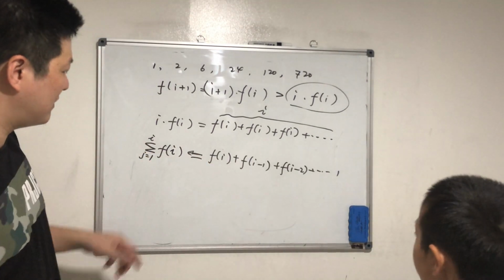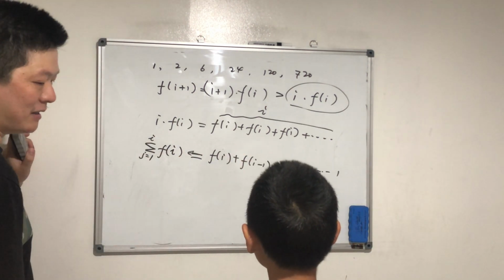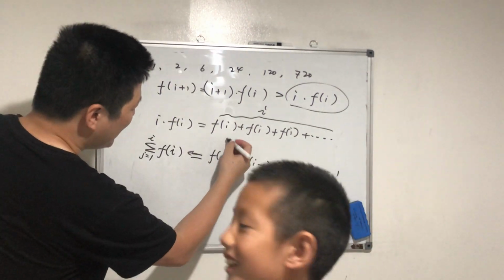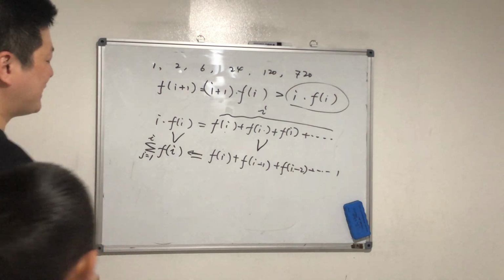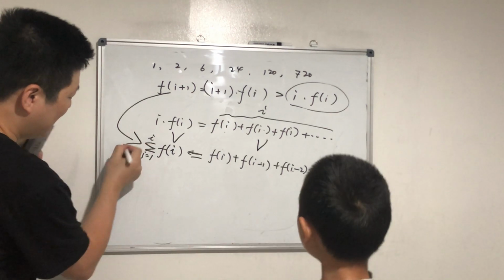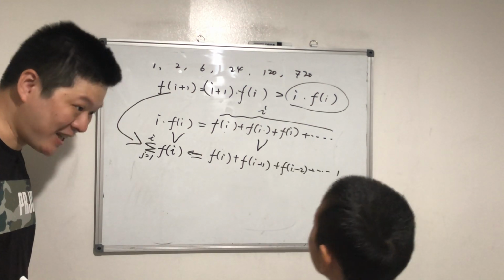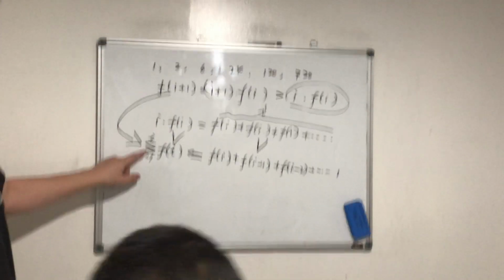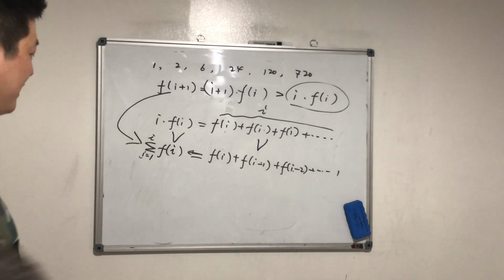So which one is bigger, this or this? Of course, these i copies of Fi are bigger than the sum, because each term is at most Fi. So F(i plus 1) is always bigger than the sum of its previous ones. We just proved it. Got it? Okay, so remember this. This is very important in what we're going to talk about now.